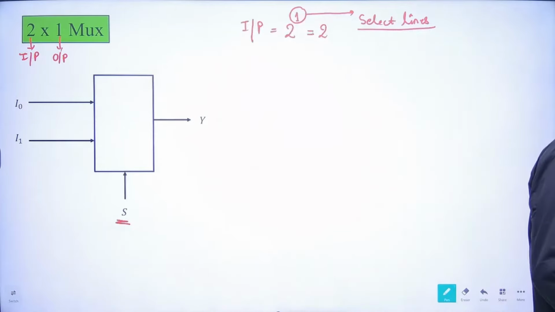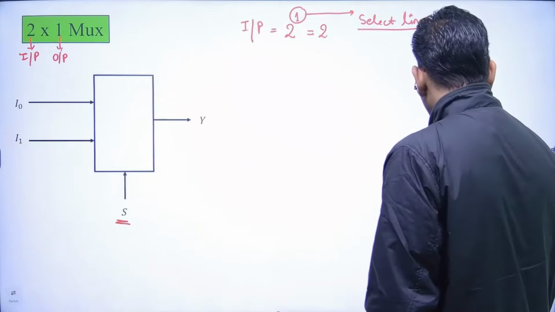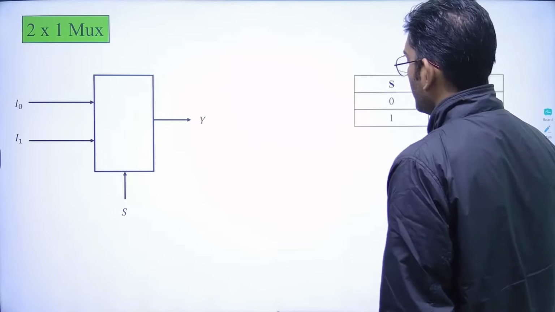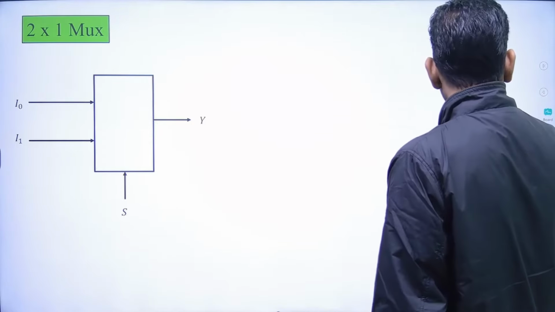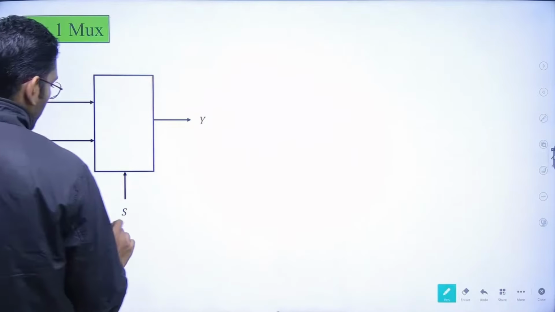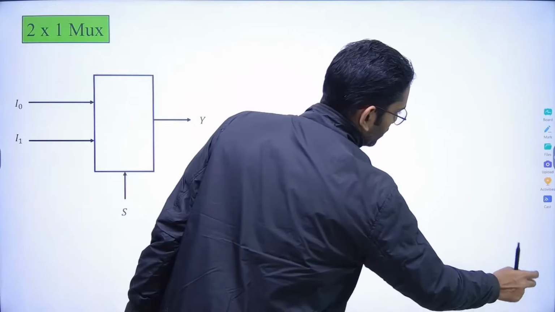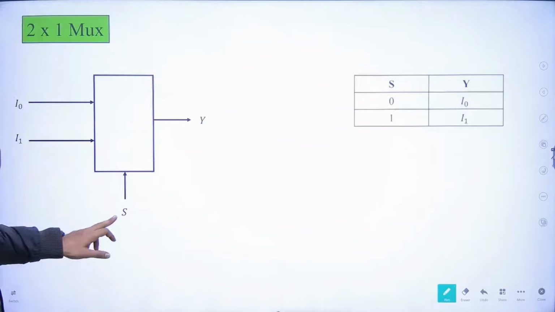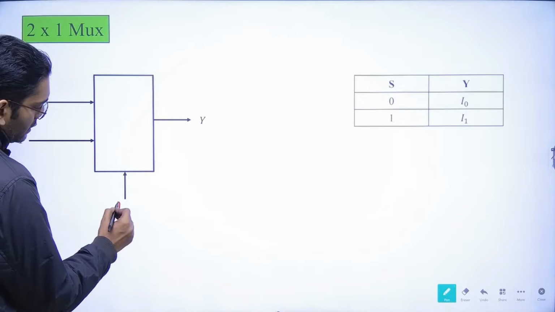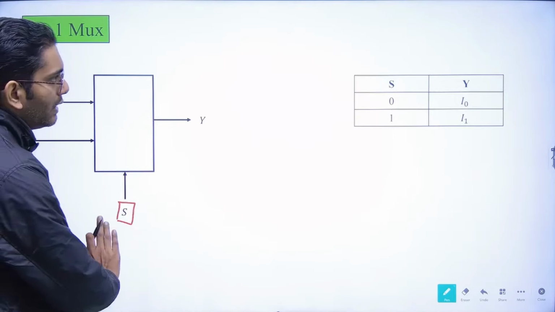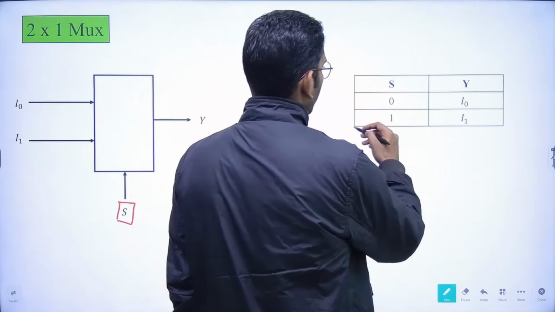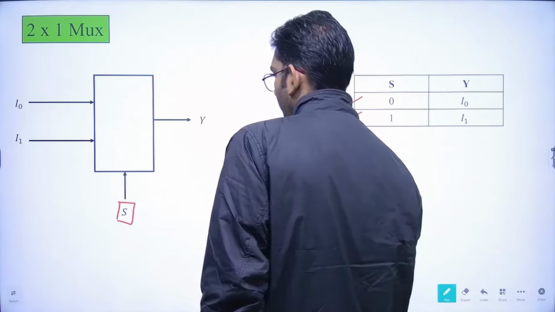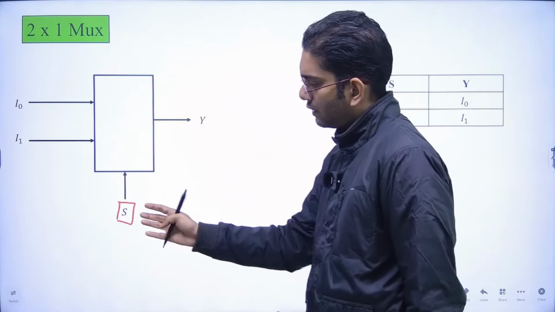Now we can observe that this select line can have two values. What can these two values be? S can have either the value 0 or the value 1.